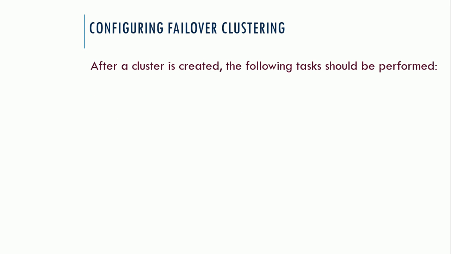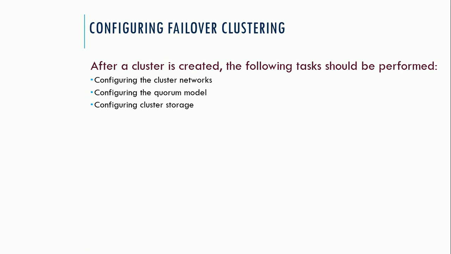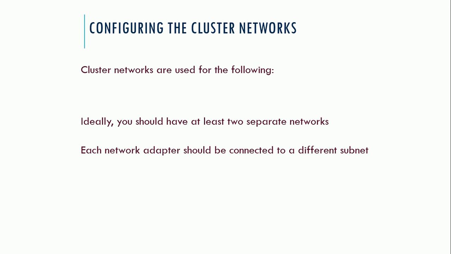So configuring failover clustering: after the cluster is created, you're going to have to perform some additional tasks. You're going to be configuring the cluster networks, configuring the QUORUM model, the storage, and configuring your cluster role. So let's talk about the cluster network. The cluster networks are going to be used for client access, communication within the cluster, and for the storage network. So you should have at least 2 separate networks. 3 is best, but you have to have at least 2.